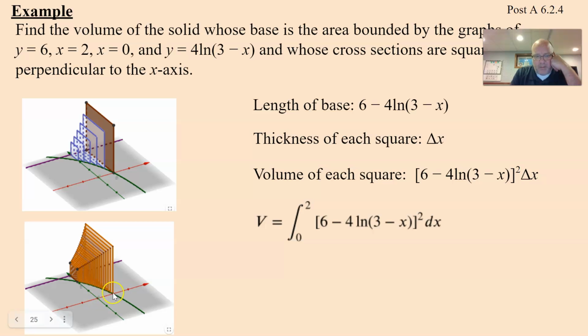Where does the 2 come from? Well, the 2 comes from the fact that 4 times the natural log of 3 minus x is going to cross the x-axis down here at x equals 2. So this is our volume integral with cross sections of a square. And when we calculate that out, you get 26.266.